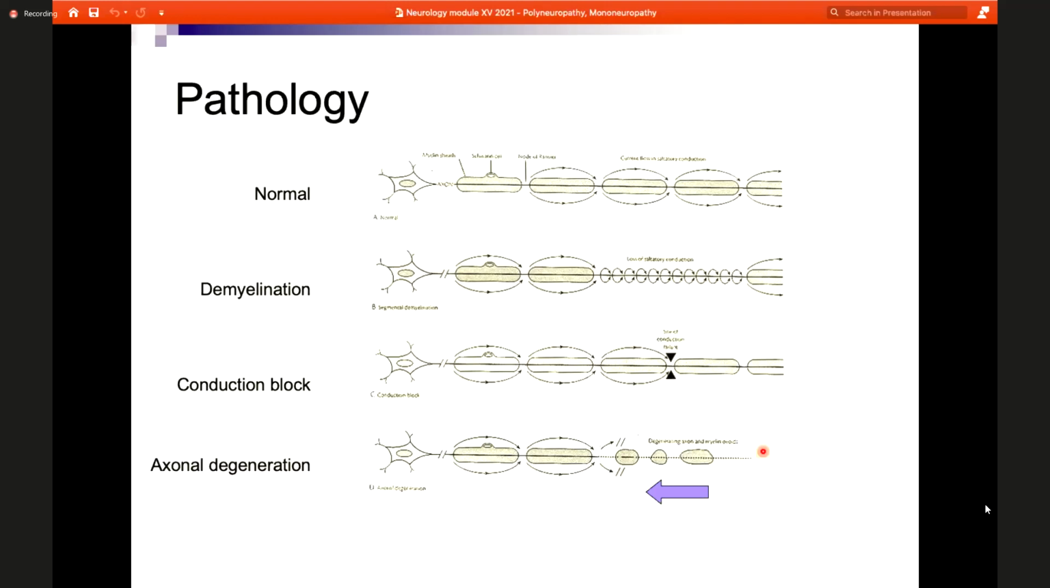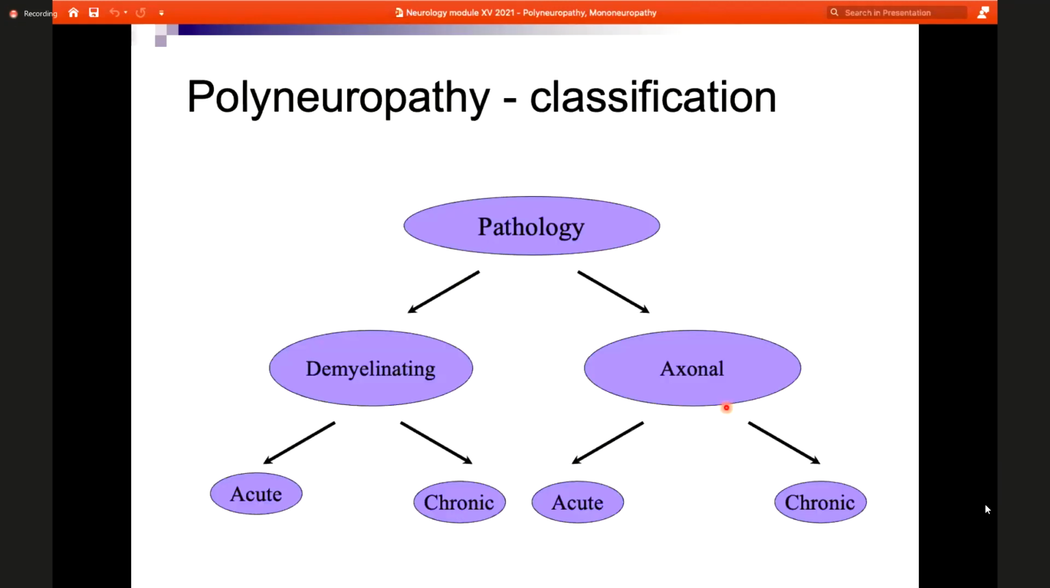So now you may realize this will explain some of the symptoms and signs that we come across. Right. So polyneuropathies we can classify them into mainly two categories based on the pathology: demyelinating neuropathies and axonal neuropathies. Then you can further subdivide them into acute and chronic, which is a simple concept that you come across in any illness.